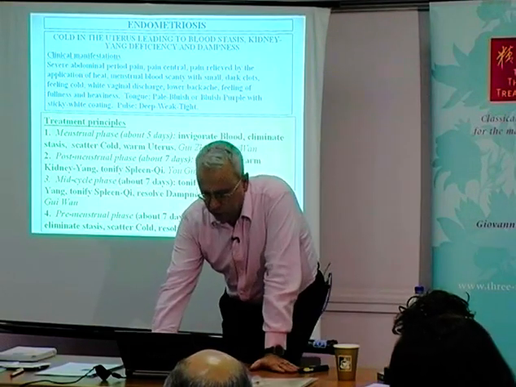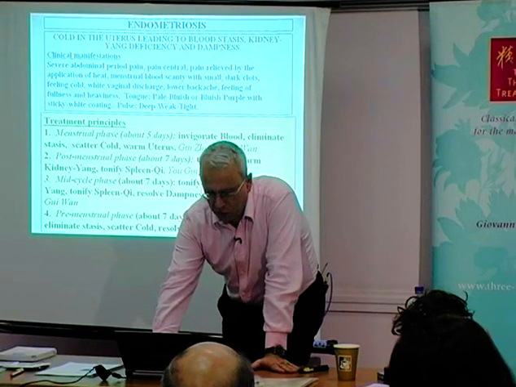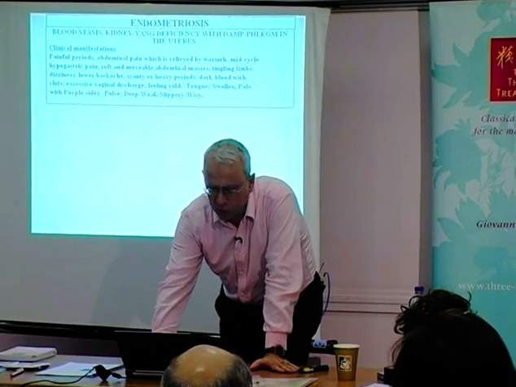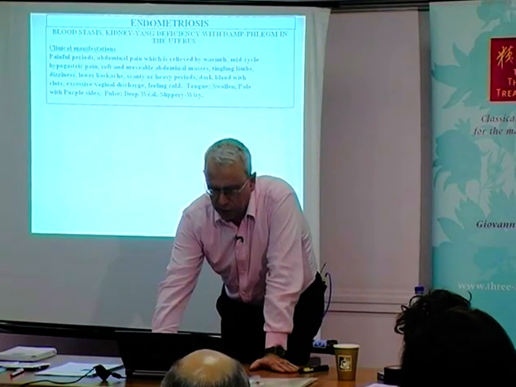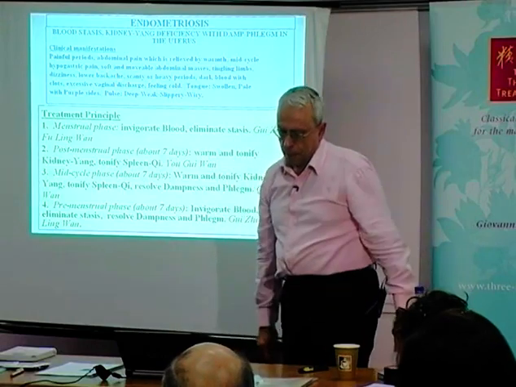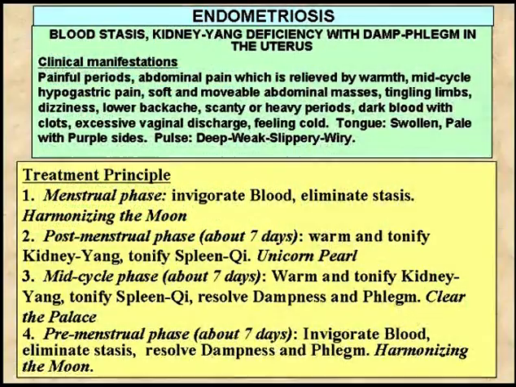Okay, and I think these are the two main examples of cutaneous cord to the face. Then there are many other variations. Yeah, for example, this one has got damp phlegm in the uterus. And that's what we just said. Here, there is blood stasis, kidney yangshu. This blood stasis is not from cold. Kidney yangshu and pronounced damp phlegm.